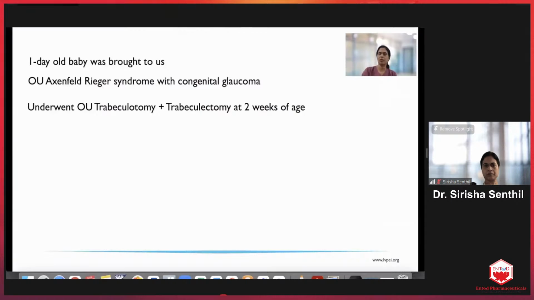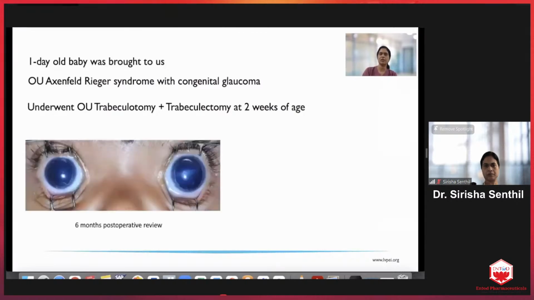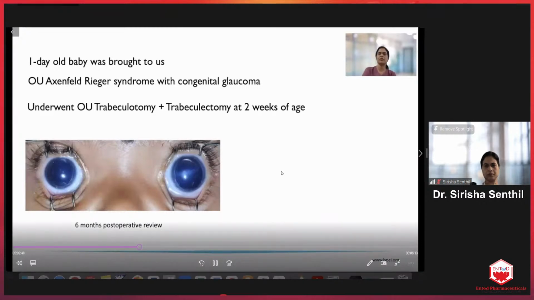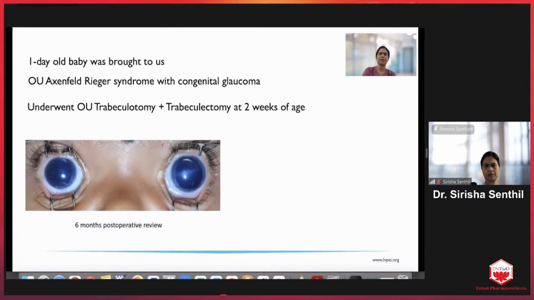There was a baby who was 1 day old, born to a mother who had Axenfeld-Rieger syndrome, was brought to us to the emergency, and we performed a surgery at the age of 2 weeks for this child. A combined trabeculotomy and trabeculectomy was performed. We don't have the intraoperative pictures, but you can see the 6-month post-operative picture showing clear cornea in the right eye with peripheral iridocorneal adhesions, and in the left eye showing a central scarring with the peripheral iridocorneal adhesions and prominent Schwalb's line in both the eyes.